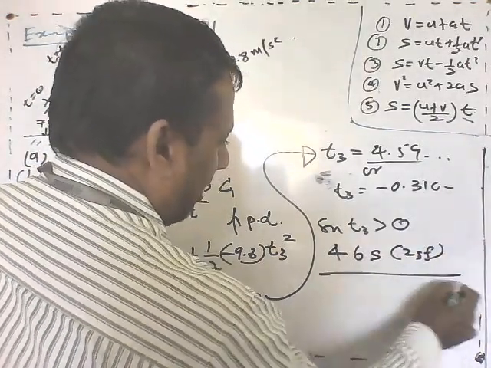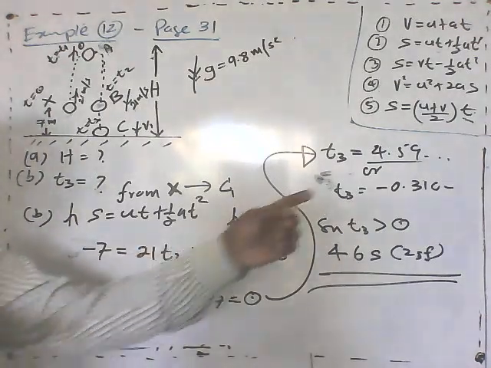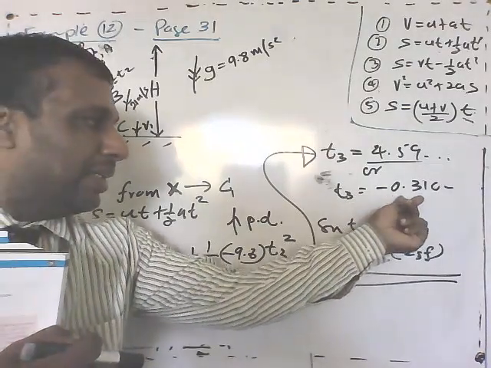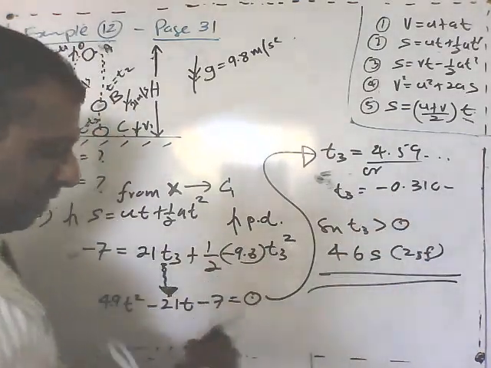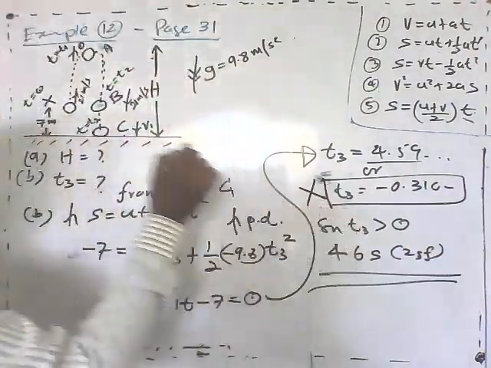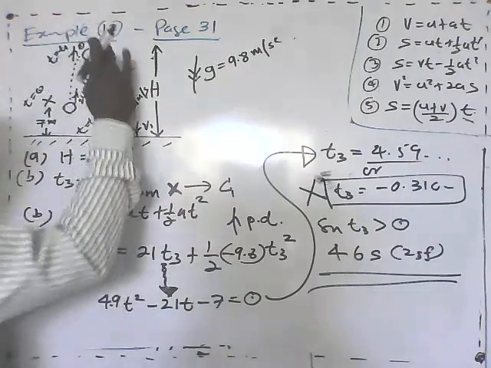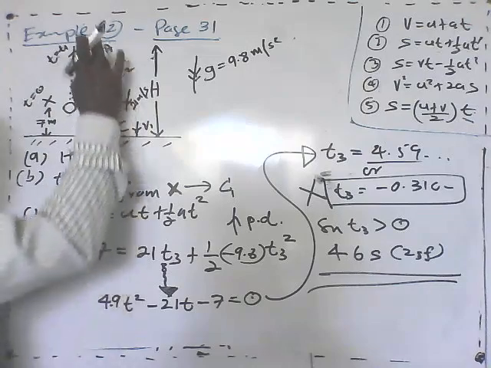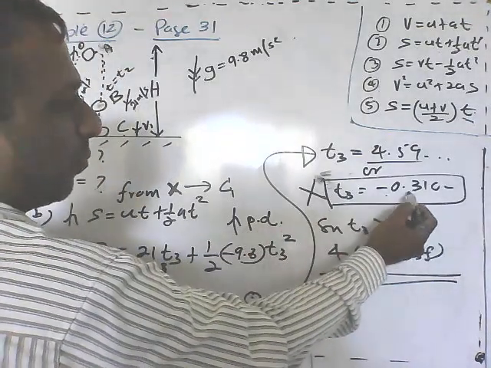And here, now earlier I said we have to reject this negative value. But this is just a discussion. We are rejecting this, but the equation thinks that whatever conditions were there from x to c were there in the beginning, before the start also. So that means 0.31 seconds.